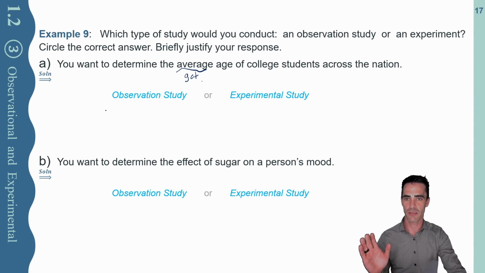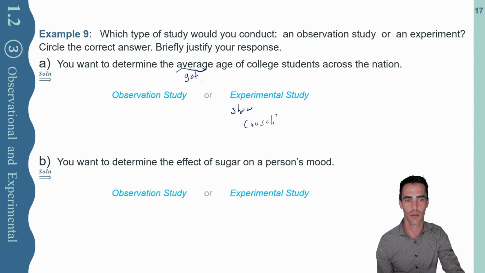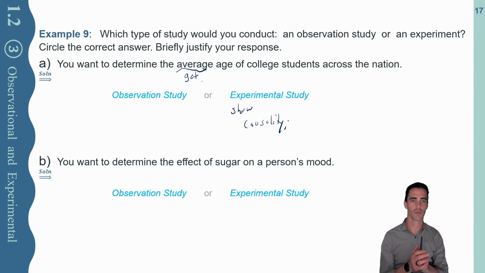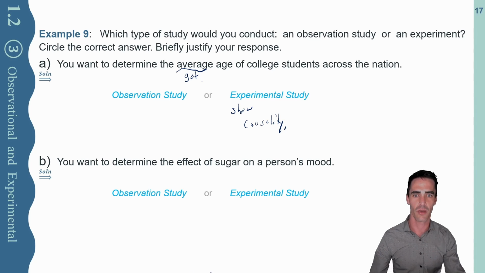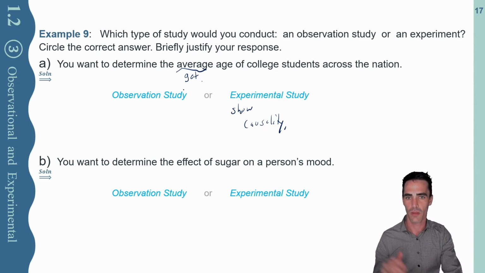And again, the big conversation between these two is observational: I'm just trying to gather data, but experimental design is when I'm trying to show causality. If you're trying to show some kind of relationship or causality, that's going to be experimental design. In this one, I'm just trying to gather data. I just need an observational study.